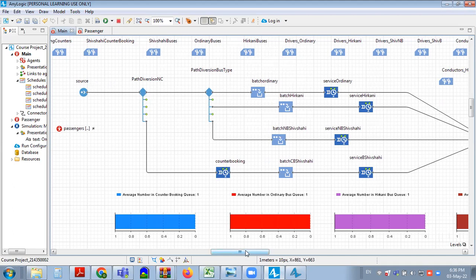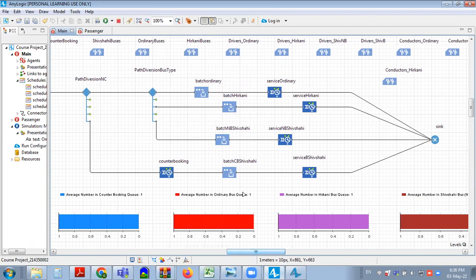What will happen, the passenger will enter, so there will be a diversion. Now counter booking is done for Shivshahi, which I told is a non-stop bus that runs only with a driver, so I have added the counter over here. There will be delay and all other parameters. Here what I have done is I have tried to add batches of passengers and given batch numbers. For the ordinary bus I have given a batch number of 10. So when 10 passengers come, there will be a group of passengers which will go in that particular bus. The next 10 passengers will go to the next bus, and I have used the scheduling for the buses.